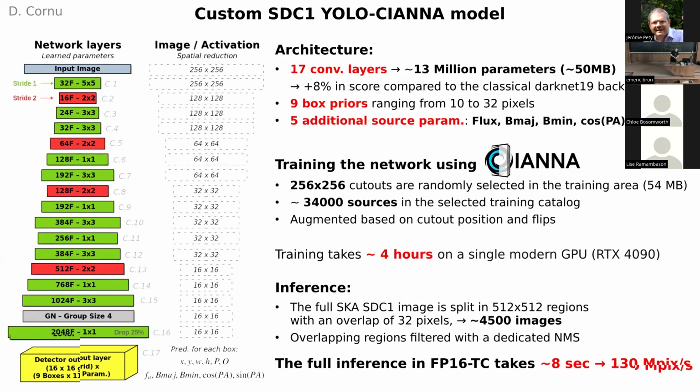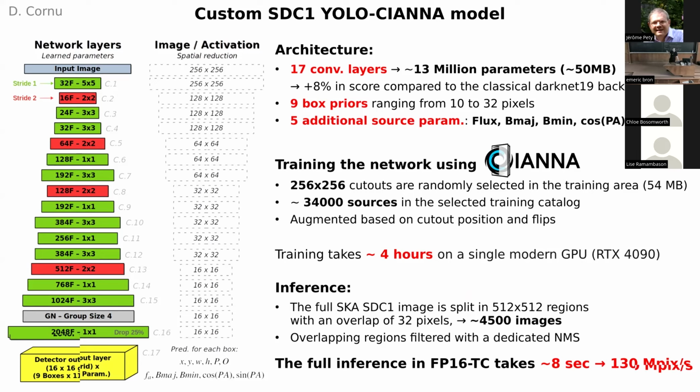Just to give you a glimpse of our architecture, we will not review that in detail. It's just that it's a custom neural network backbone. And you can see that it is composed of 17 convolutional layers for around 30 million parameters. So for those of you who are aware of the typical model size today, it's very shallow. It's a very light neural network model compared to modern standards. And as you can see, we predict 5 additional source parameters, meaning that we can characterize our sources.